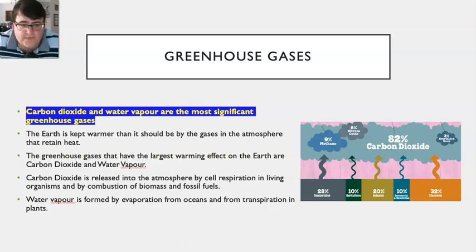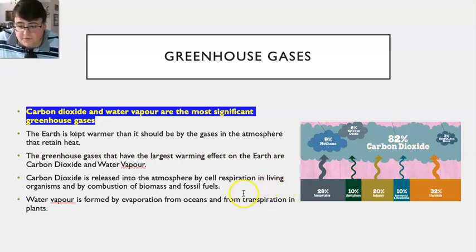So in general, the Earth we live on is currently kept warmer than it should be because of the gases in our atmosphere that retain heat. Now there's a lot of different greenhouse gases that contribute to that, such as carbon dioxide and water vapor. Carbon dioxide is released in the atmosphere by cell respiration in living organisms and by the combustion of biomass and fossil fuels. And this is by far, as we can see in this picture here, the most impactful of the greenhouse gases, carbon dioxide. So 82% over here, carbon dioxide.